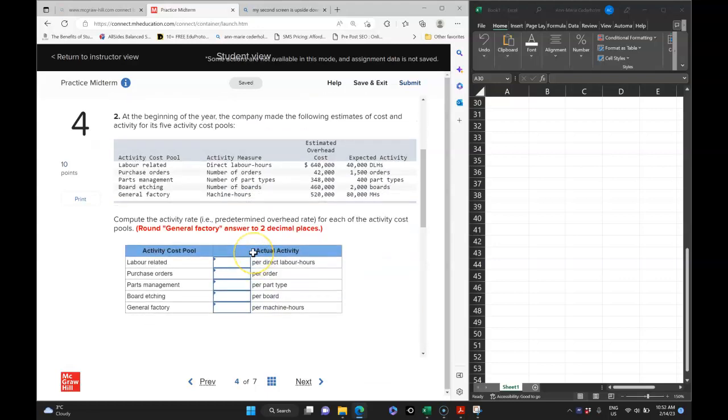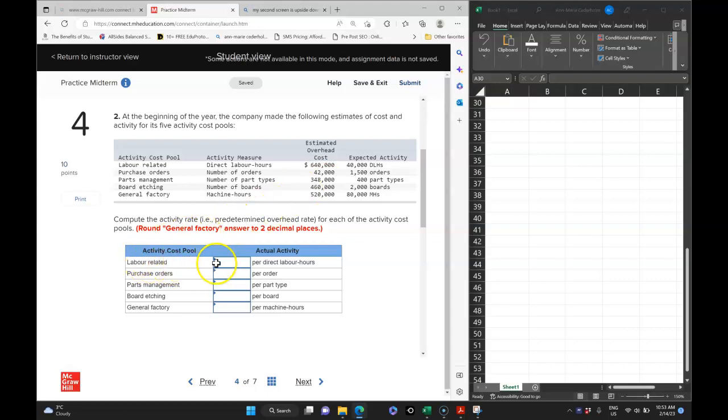So it tells me that we have these cost pools. They came up with the cost pools and the measurement, and they estimated the activity, and they also estimated the cost of the activity. So that's always done at the beginning of the year. So what we need to do is figure out what the predetermined overhead rate is. And then we're going to use that when we apply our manufacturing overhead to each job or product.